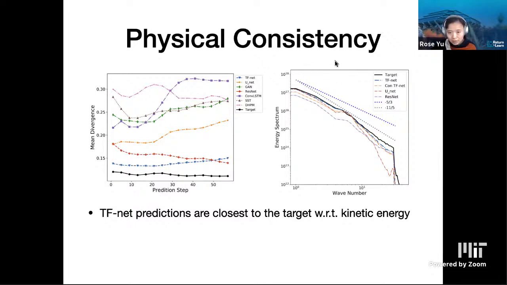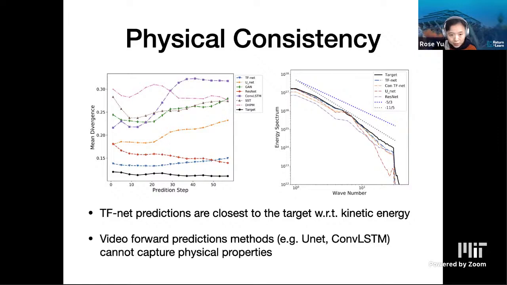And the two dashed lines here are theoretically calculated energy spectra. We can see that TFNet in blue and a slight variation of our method, constrained TFNet with an additional regularizer on the velocity divergence, are the closest to the solid black line in terms of energy spectra. In contrast, the video-based methods such as the UNet and ResNet completely fail for small-scale dynamics, so they cannot capture the correct behavior when we move to high-frequency eddies.